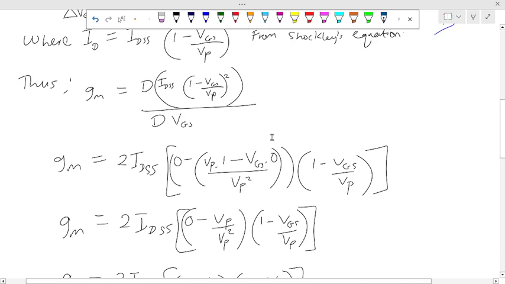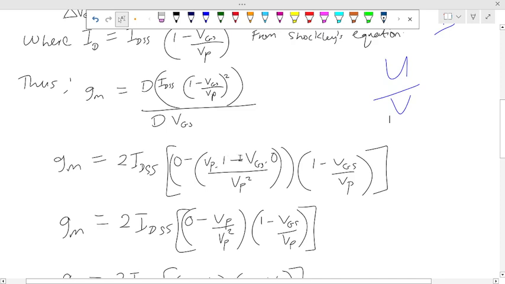Now let's differentiate what we have inside. 1, differentiate 1 with respect to VGS. There's no VGS here. This is a constant, so it will be 0 minus. Now put this in brackets. We want to differentiate VGS over VP using the quotient rule. Now in the quotient rule, you hold the bottom, differentiate the top. When you differentiate VGS with respect to VGS, you get 1. So 1 multiplied by this, minus.